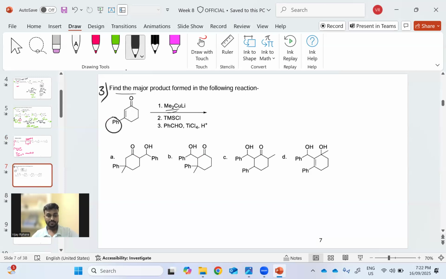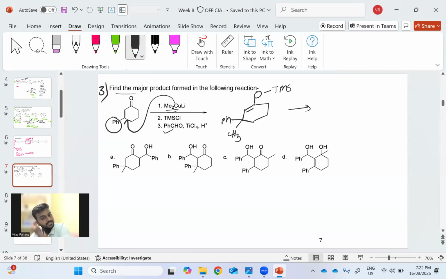It is a soft nucleophile, and it attacks on the fourth position. So the attack takes place on the fourth position. So what does it give? Here there will be a phenyl and the methyl that comes from the organocuprate. So that goes, and here OTMS is getting formed. So O negative is converted to OTMS. Then we have added PhCHO, that's again the source of electrophile.